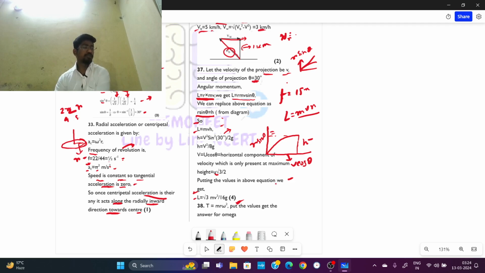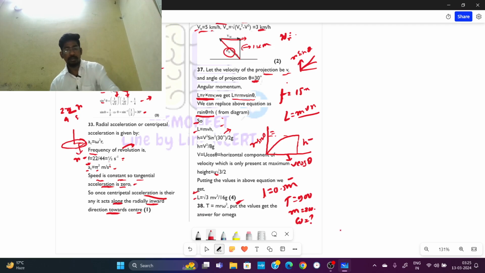Question number 38. A stone of mass 2 kg is tied to a string of length 0.5 meter. If the breaking tension of the string is 900 Newton, right? T is 900 Newton, and the length of the wire is 0.5 meter, and the mass of the object is 2 kg. Okay, mass of the stone, right? The maximum angular velocity the stone can have with uniform circular motion, that means omega. You have to calculate the value of omega, right?